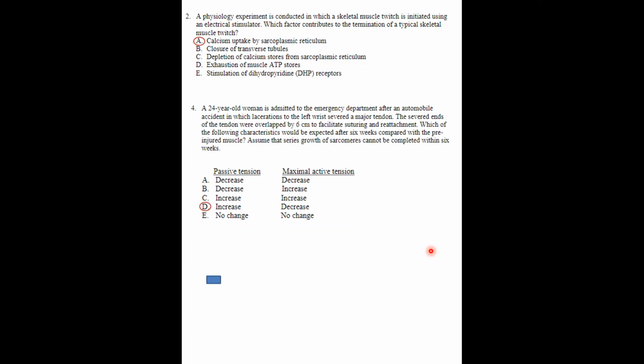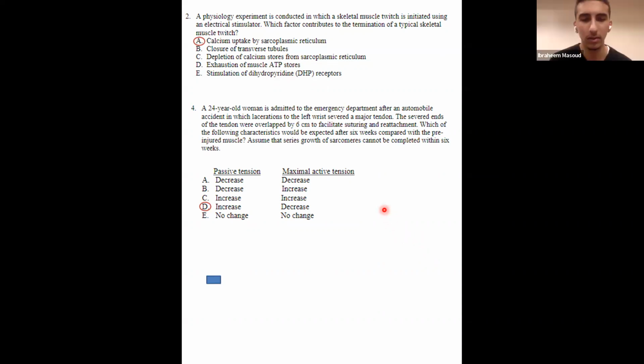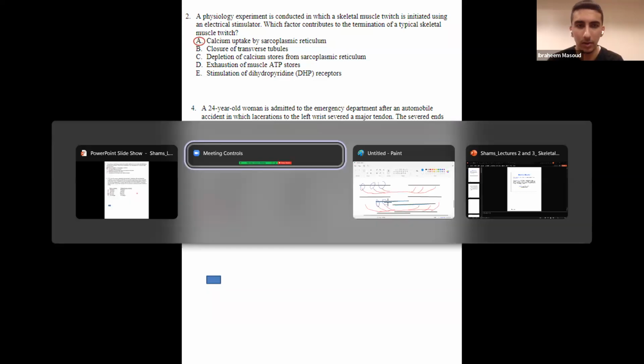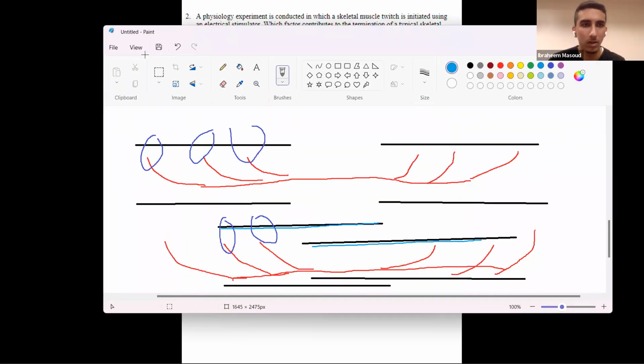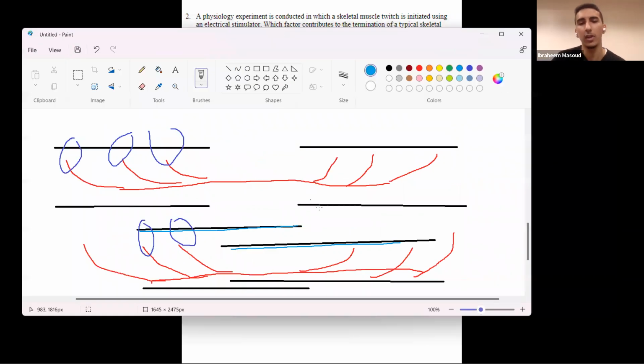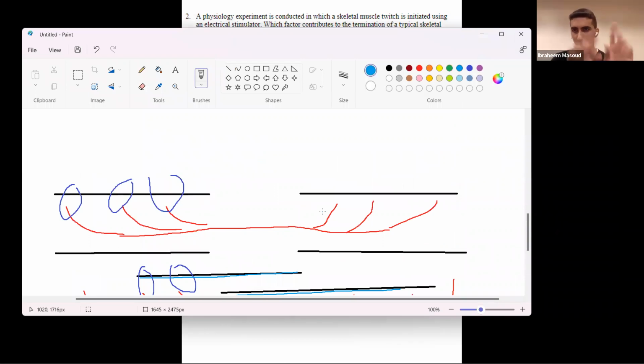Can you give a quick recap of passive and active? I get the basic concept, but in this question, just to get it. Of course. Do you see the thing? Yes. Okay. We said that this is myosin.